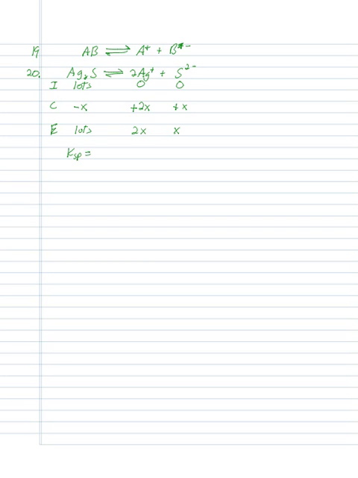Our KSP is equal to 6.0 times 10 to the minus 51. That's equal to the concentration of 2X, squared, for the silver, times X, so that's equal to 4X cubed. You divide by 4, take the cube root, and you get an X that's equal to 1.14 times 10 to the minus 17. It's looking for the sulfide concentration X, so that would be the sulfide concentration.